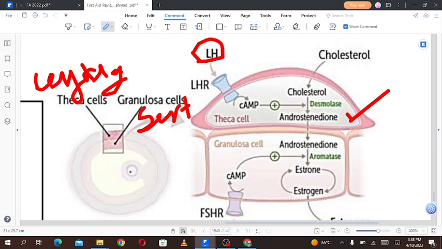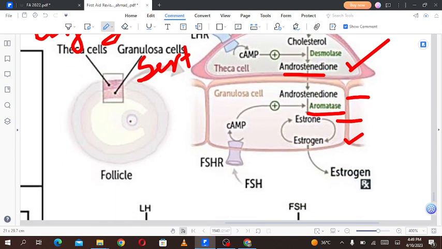So the point I want to make is the theca cells are going to receive signal from the luteinizing hormone, and they will start producing androstenedione, that is an androgen. Now that androstenedione will diffuse into the granulosa cells, which are under the theca cells, and those cells will lead to conversion of androstenedione into estrone by the enzyme aromatase. That estrone will then be converted into estrogen, and there is a reversible cycle between estrone and estrogen. So remember that, and this is how the estrogen is being produced from the follicle cells of the ovary.